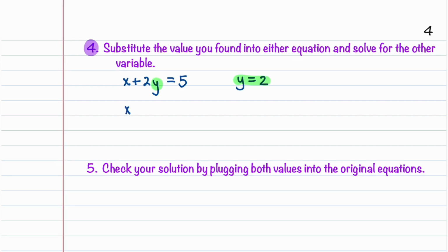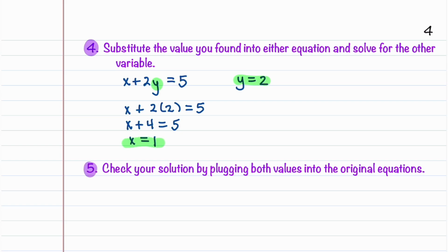This gives us x plus 2 times 2 is equal to 5. So we have x plus 4 is equal to 5. If we subtract 4 from both sides, we get that x is equal to 1.